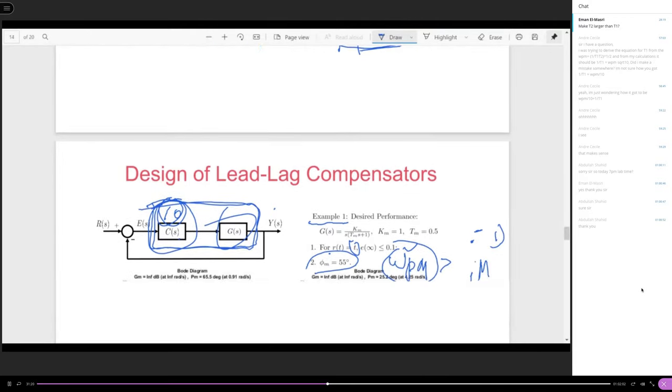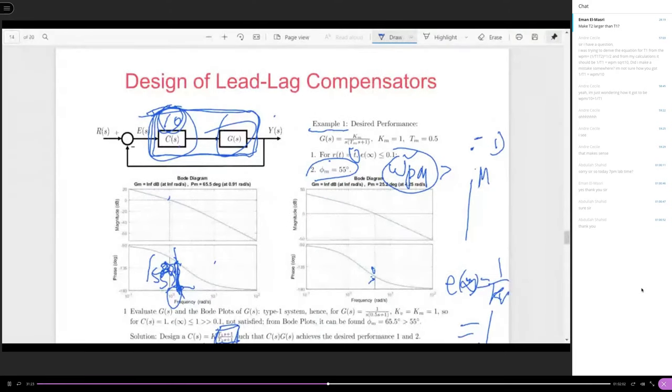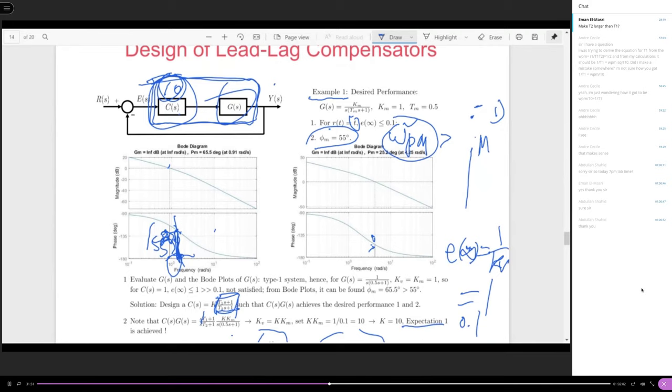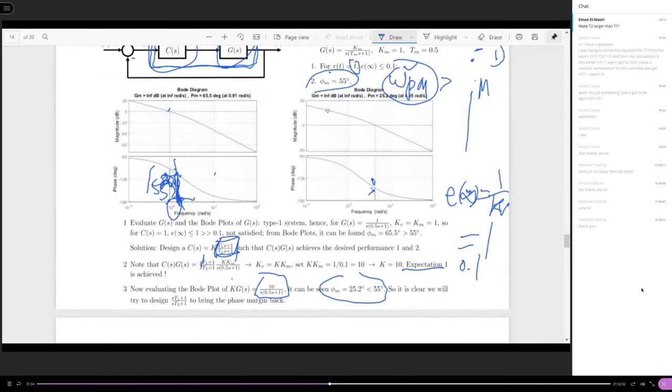So if you have this kind of magnitude drop, what does that mean? That means you're going to bring down this magnitude a little bit by the A. And if you bring it down, you're actually pushing the crossover frequency to the left. So if you target a 55 degree, the 55 is here, right?